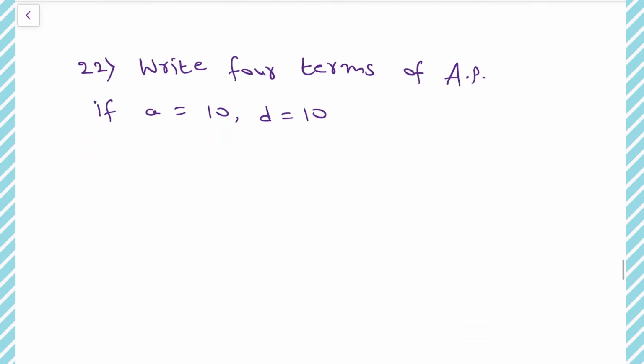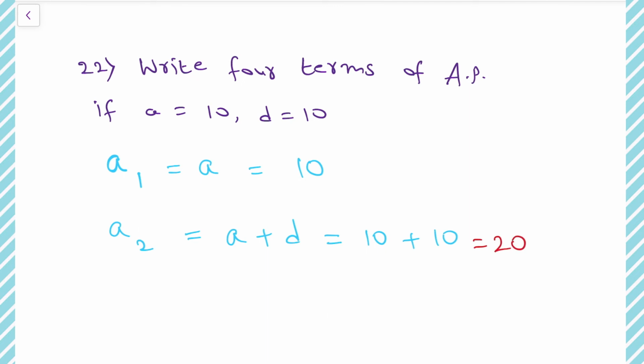Next, write 4 terms of AP, that is arithmetic progression, if a is equal to 10 and d is equal to 10. So a1, that is the first term, is also written as a. That is already given in the question itself, that is 10. Now we want a2, that is the second term. To find the second term, to the first term we need to add the common difference. That is a value 10 plus common difference also 10. So 10 plus 10, 20. This is the second term.